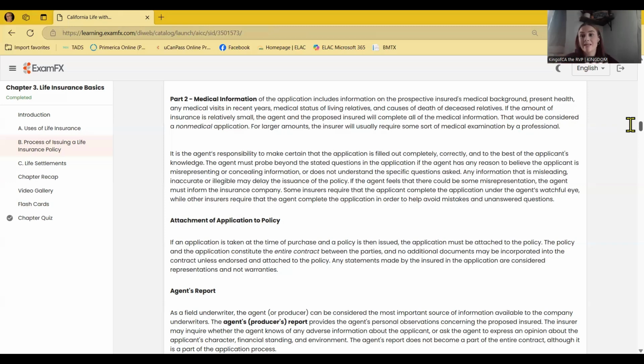Here with our company, they send them to your home and it's a very easy process, right? But all of that falls under the medical portion, okay?